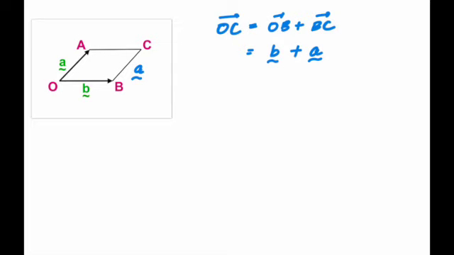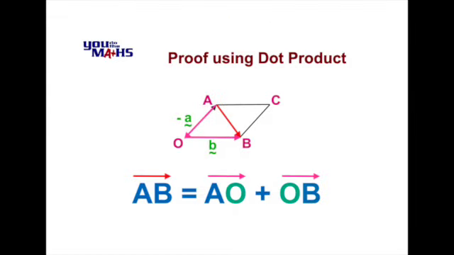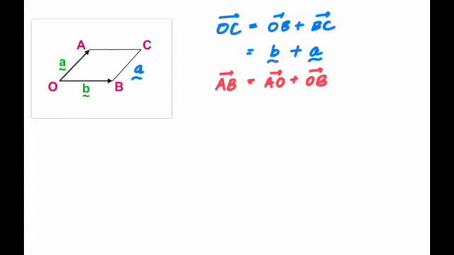The other diagonal is the diagonal AB, and we can express that in terms of AO plus OB. Now AO is the negative of the vector shown as A, and OB is just the vector B. So there's our two diagonals in terms of our vectors A and B. What we want to do now is use a dot product. So it's OC dot AB, and our aim here is to show that this dot product is equal to 0.